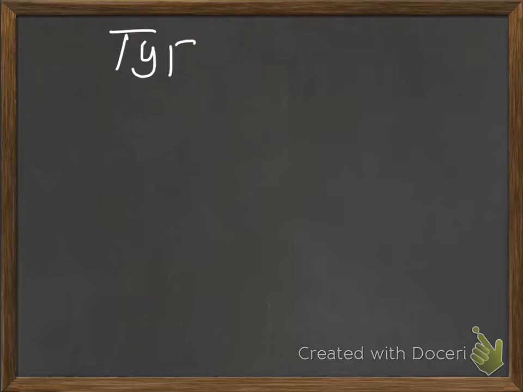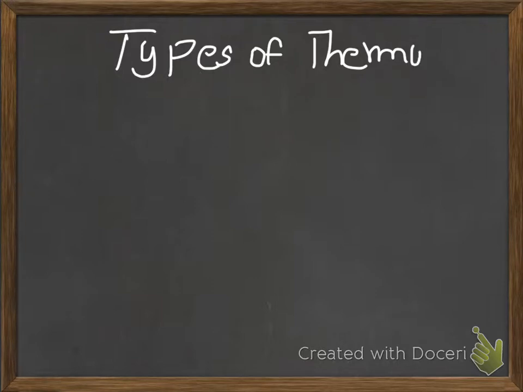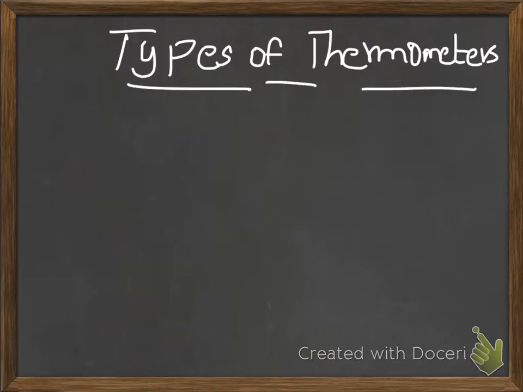Now as we have defined what temperature is, we will learn about types of thermometers. But before we go on to the types of thermometers, let's study what a thermometer means. Basically a thermometer is an instrument used for measuring or indicating temperature. We'll show how a thermometer looks.